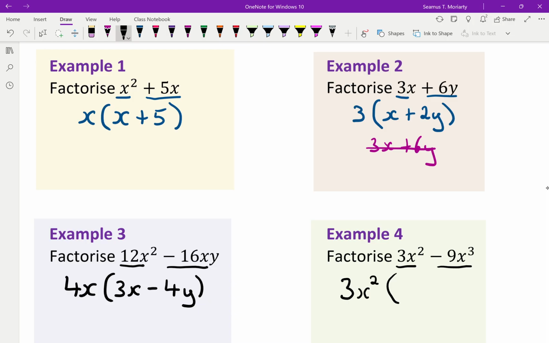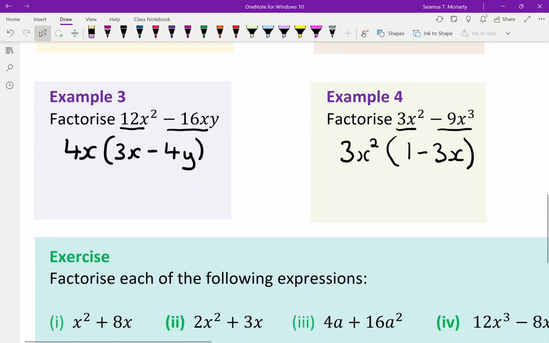What do I have to multiply 3x squared by to give me 3x squared? Well, I have to multiply it by 1. So 1 is left inside. What do I have to multiply 3 by to give me negative 9? I have to multiply by negative 3. And then what do I have to multiply x squared by to give me x cubed? Well, we need to multiply it by another x. And there it's factorised.